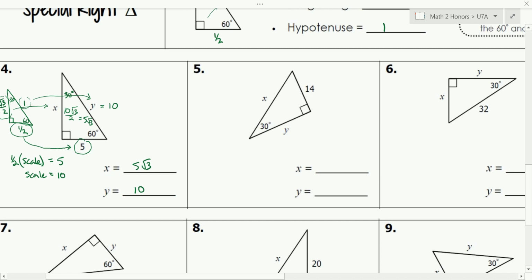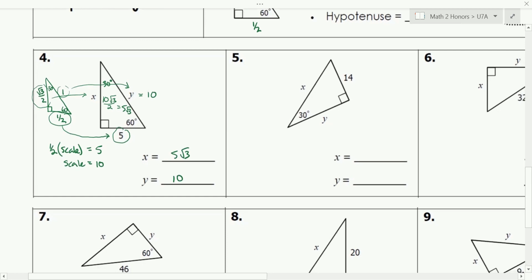Okay, so let's try the next one. Well, you try the next one. This next one's a lot like number 4.